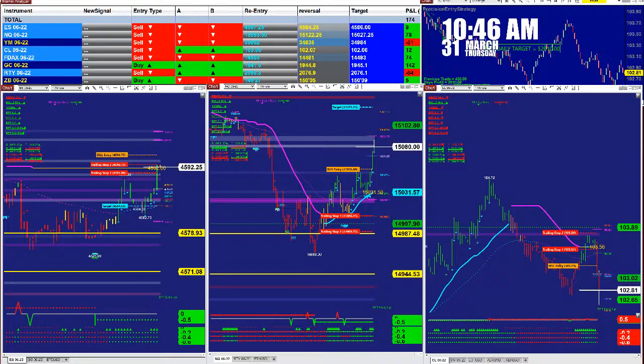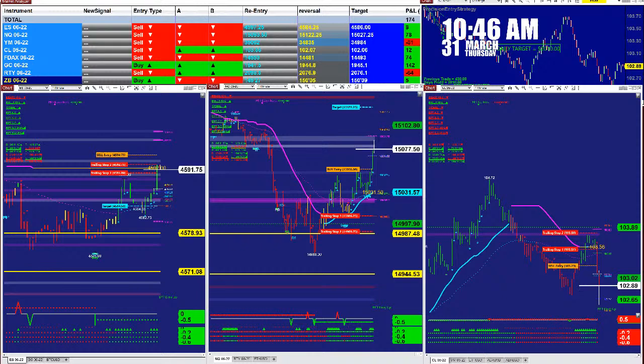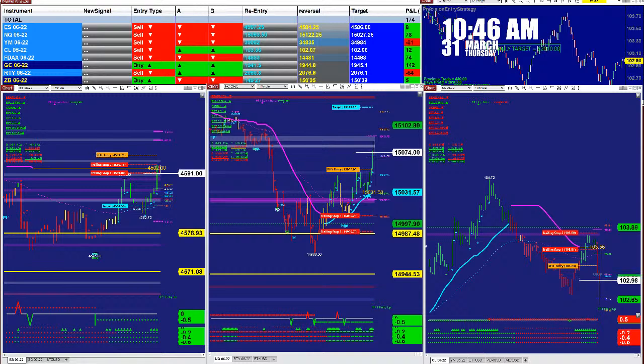Where is the ES at? At the 45.92 where it says on your chart. Look.